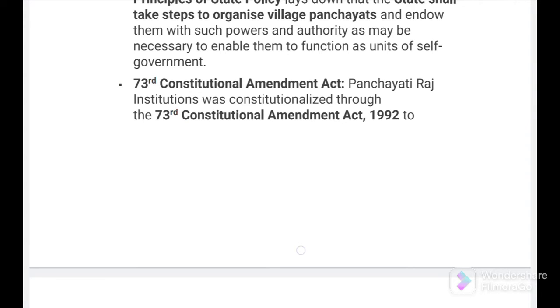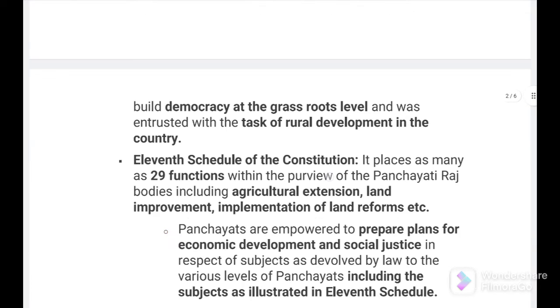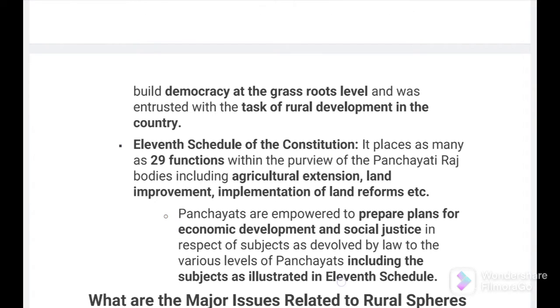73rd Constitutional Amendment Act. Panchayati Raj institutions were constitutionalized through the 73rd Constitutional Amendment Act 1992 to build democracy at the grassroots level and were entrusted with the task of rural development in the country.